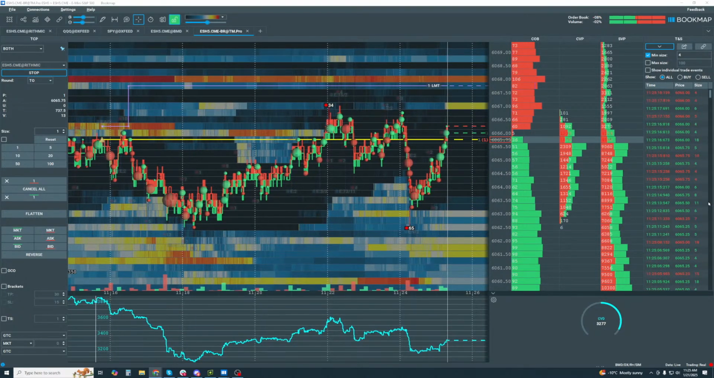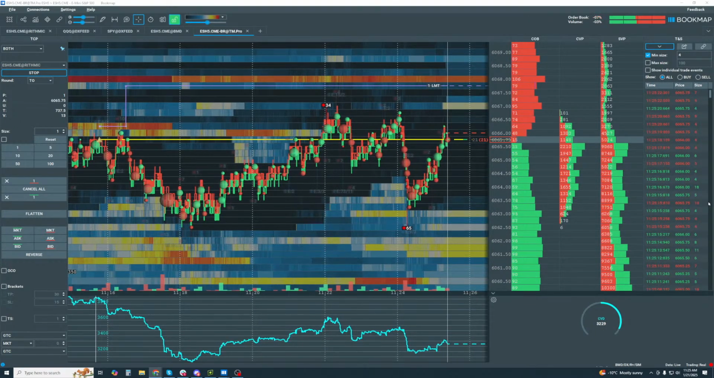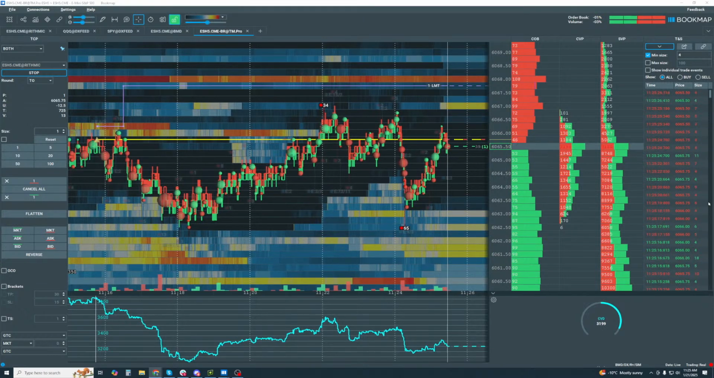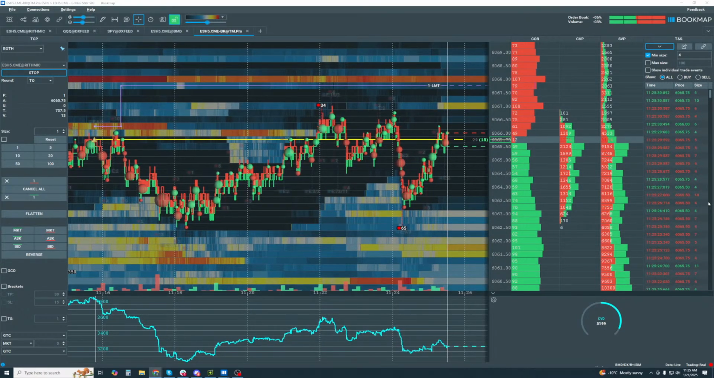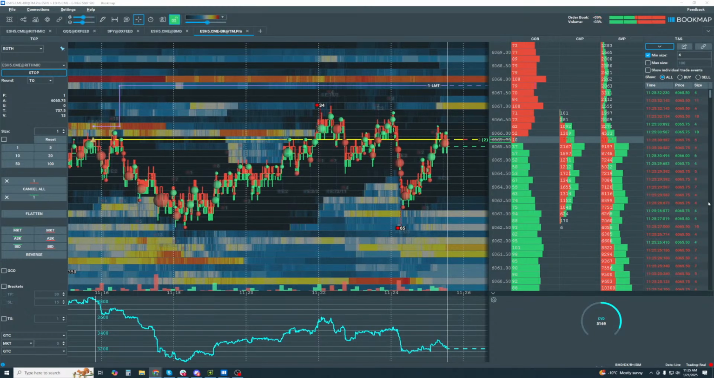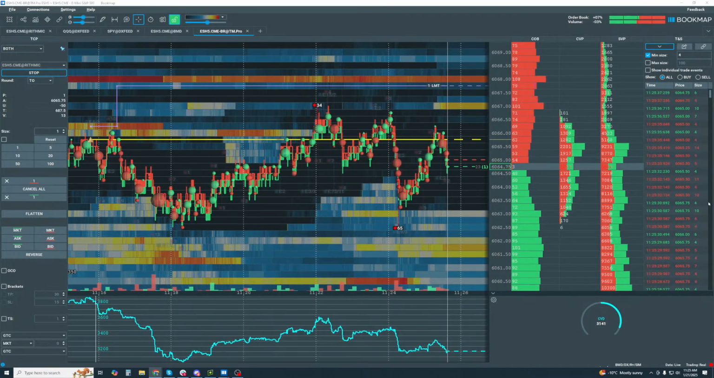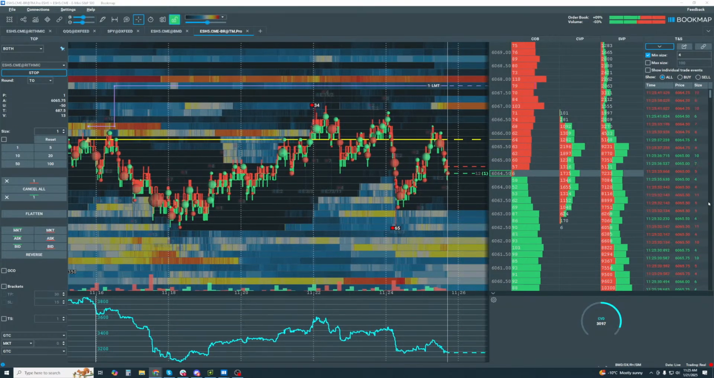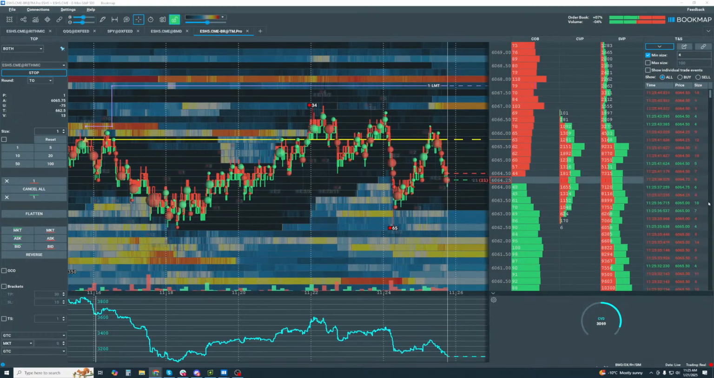All right, here's the rotation back up again. And this is where we're going to see it or not. Here we have a European close coming up as well, so probably a little bit of volatility in here.